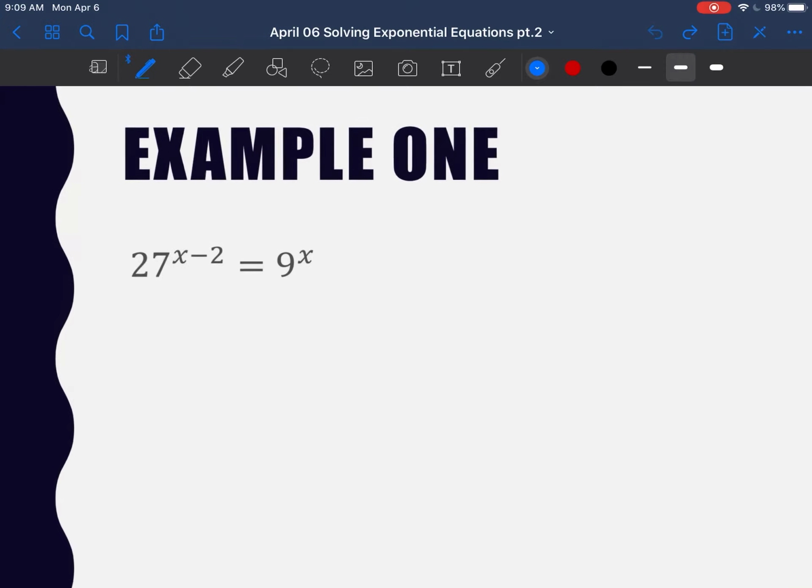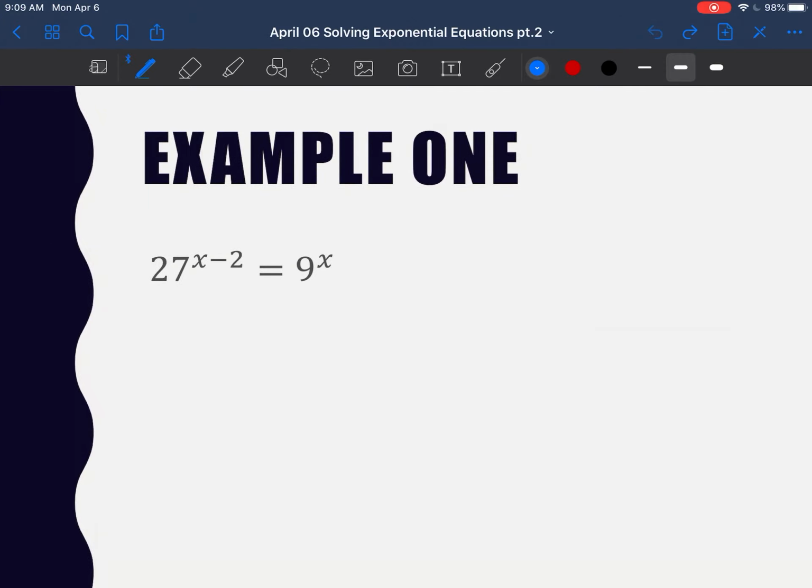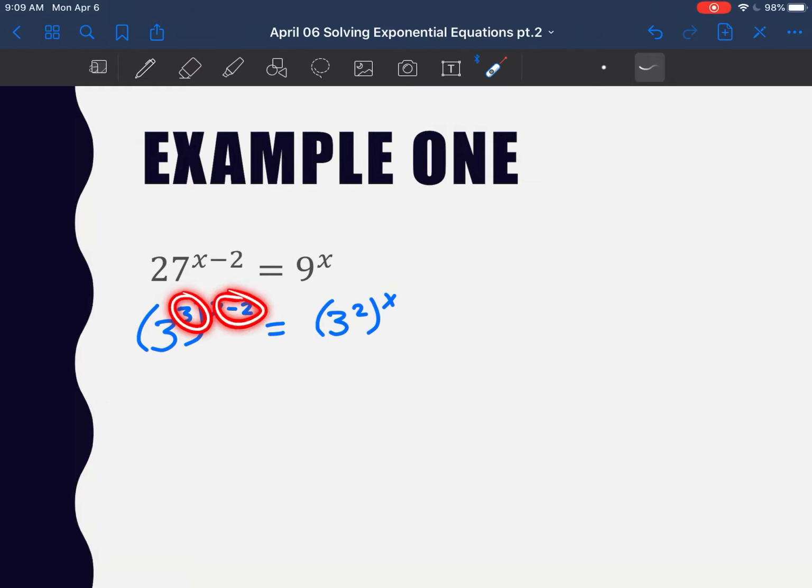Because what goes into 27 and 9? A 3. So then we're going to change the 27 to be 3 to the third power. And then you have the x minus 2 here. And we're going to change the 9 to be 3 squared. And then I'll put the x here. And then it's important to put the parentheses here because whenever you have a power raised to another power, you need to multiply. And not only do you need to multiply, but you also need to make sure that you use the distributive property. So that 3 needs to multiply the x and the negative 2. And this 2 distributes to multiply that x.